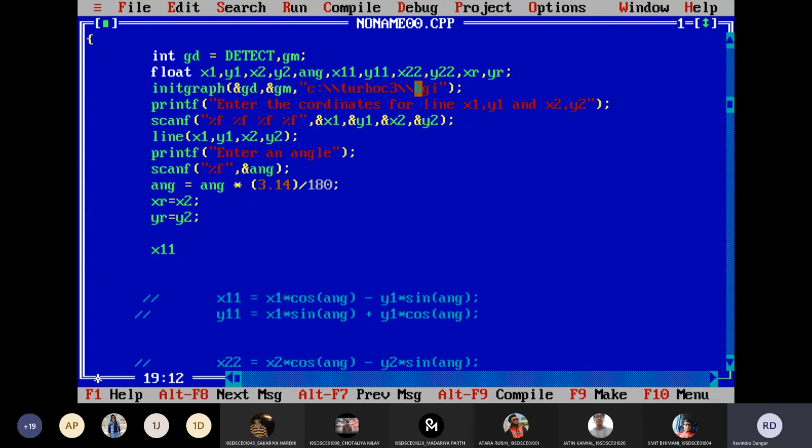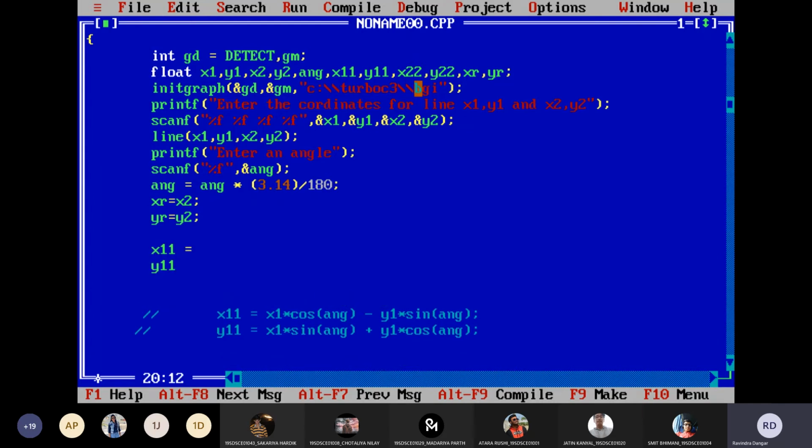And you can now use the equations. So let me use the equations. x11 equal to something and y11 equal to something. What is x11? It is xr plus (x minus xr) cos theta. In our case, x and y will be treated as x1 and y1. Yes or no? Yes, sir. x minus xr cos theta, so it is cos angle, minus y will be treated as y1, so y minus yr into sine angle.